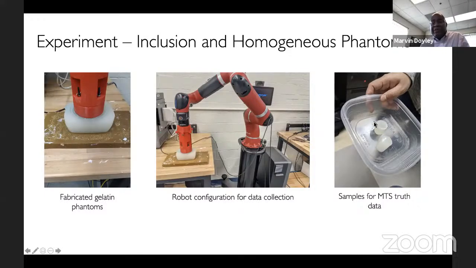And then what we'll do, this one is just a simple inclusion phantom, we'll take a sample from the inclusion versus the background, and we'll do mechanical testing, and we will compare what we get by solving the inverse problem with this versus what we measure independently.